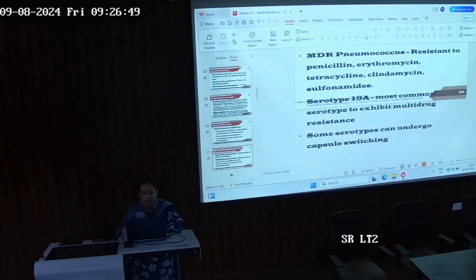Then what is MDR pneumococcus? It is resistant to drugs like penicillin, erythromycin, tetracycline, clindamycin and sulfonamide. Serotype 19A is the most common MDR pneumococcus organism, which exhibits the multi-drug resistance.